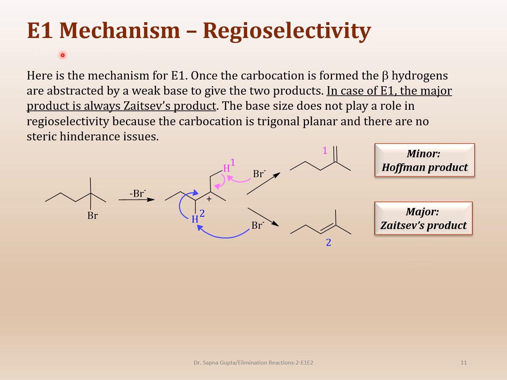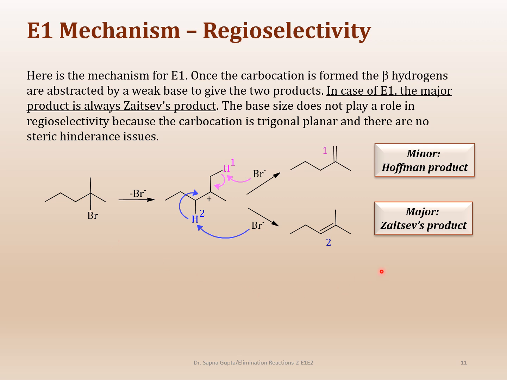What does it mean choosing an E1 mechanism? E1 mechanism means formation of a carbocation. What does that mean, formation of a carbocation? It means that you need a tertiary substrate. So you can see the cascading effect here, where you see what kind of product you need, and then from there you decide what kind of substrate you will need.